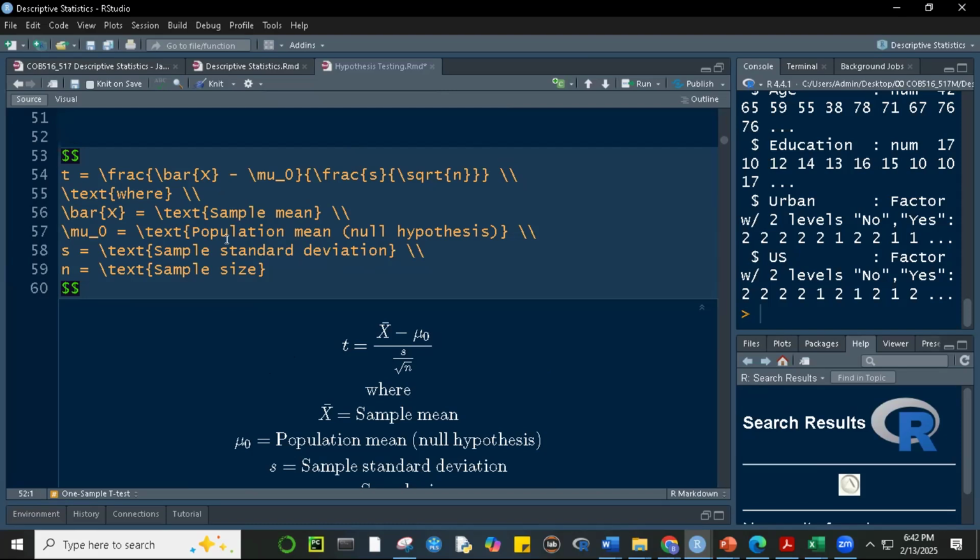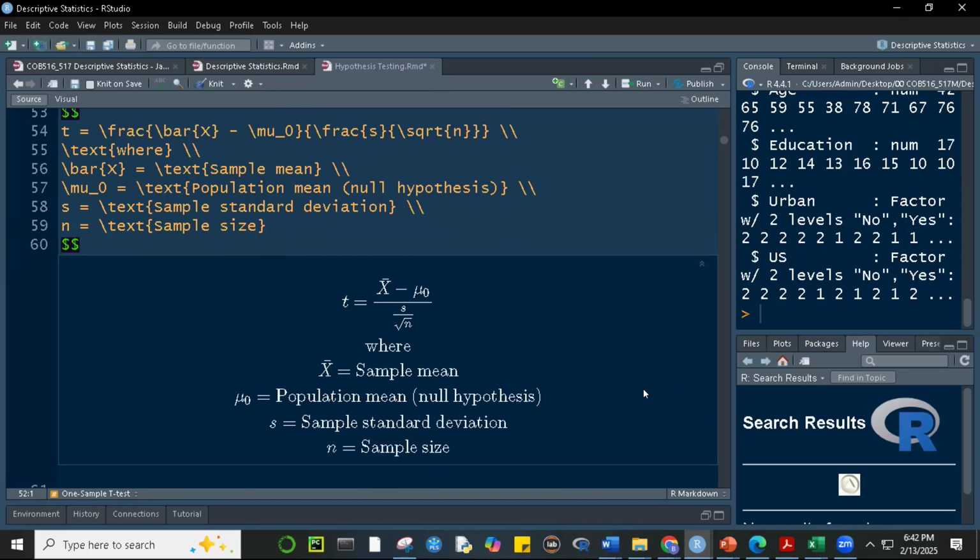Bar x is equal to text sample mean. So we're defining what the variables are and what they represent. For x bar, that's our sample mean. And then mu sub 0, that's your population mean. That's part of your null hypothesis. We're comparing the mean of our data to the population mean. Then we have S, which is our sample standard deviation, and N, which is our sample size.